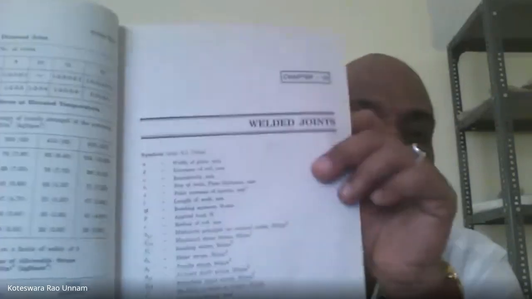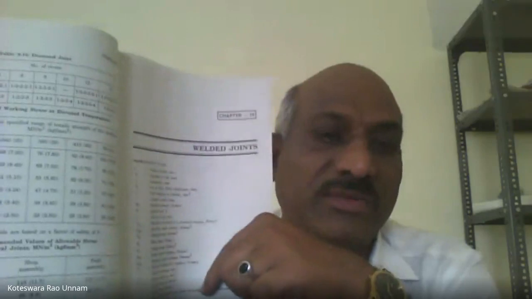So this is the starting point for our welded joints. It is listed as chapter number 10 here. You go through the terminology he has given here. Wherever they appear, if you don't know the notation for a particular one, you can refer to this table also. Okay, now I will move on to this page.